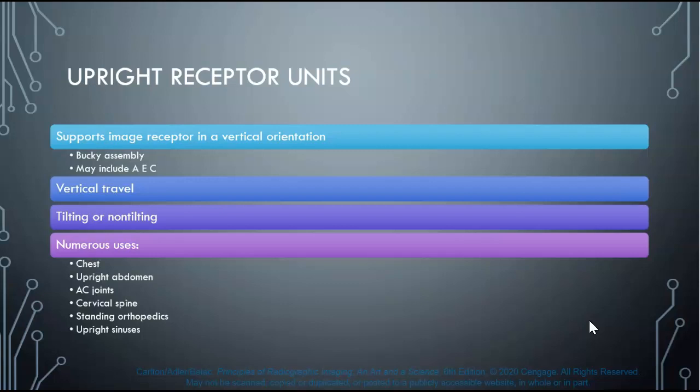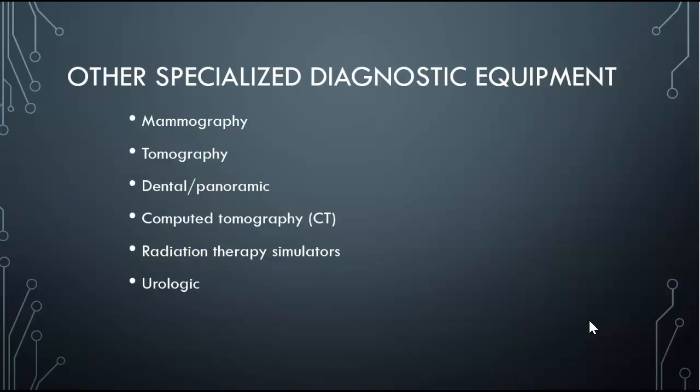Number one reason that we have an upright bucky is for chest. We do upright abdomens all the time, AC joints, C-spine, standing orthopedics, sinuses, all of that. So very, very popular. So other specialized diagnostic equipment, we have mammography, which has a specialty unit. We have tomography, which is, we can have tomography within mammography, or we have tomography within a general x-ray room. And what tomography means is that the tube is going to swing from head to feet or feet to head, okay? And it's going to take a slice, you can program it to however thickness you'd like.